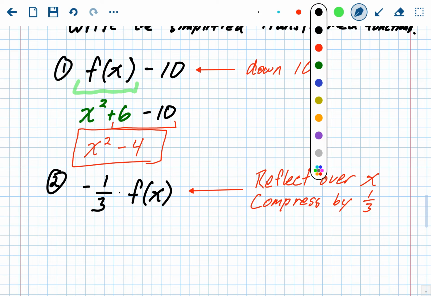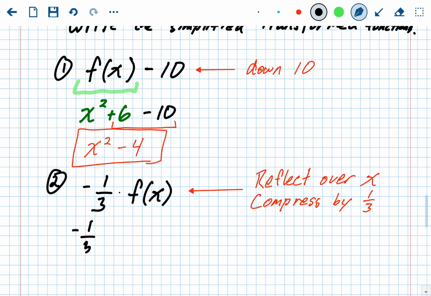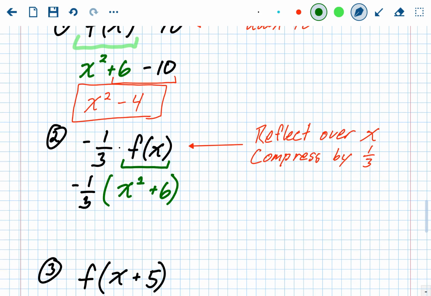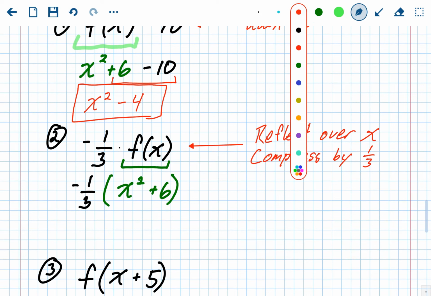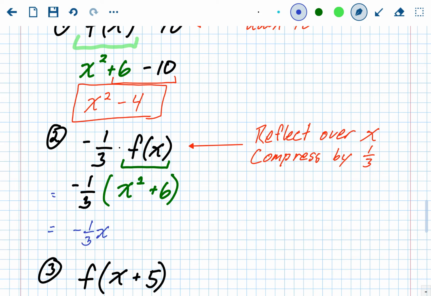So in terms of our f of x, you're going to have the -1/3 out front. Then we're going to replace the f of x with what our f of x is. Our f of x is x squared plus 6. And then just simplify that function. So, do what your instinct says. It should say to distribute that 1/3. -1/3 times x squared is -1/3 x squared. And -1/3 times 6 is -2.